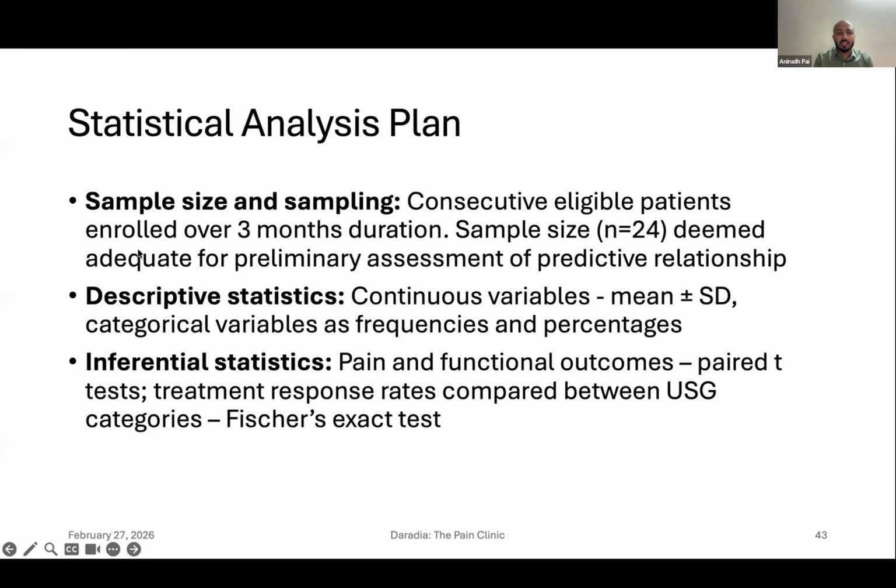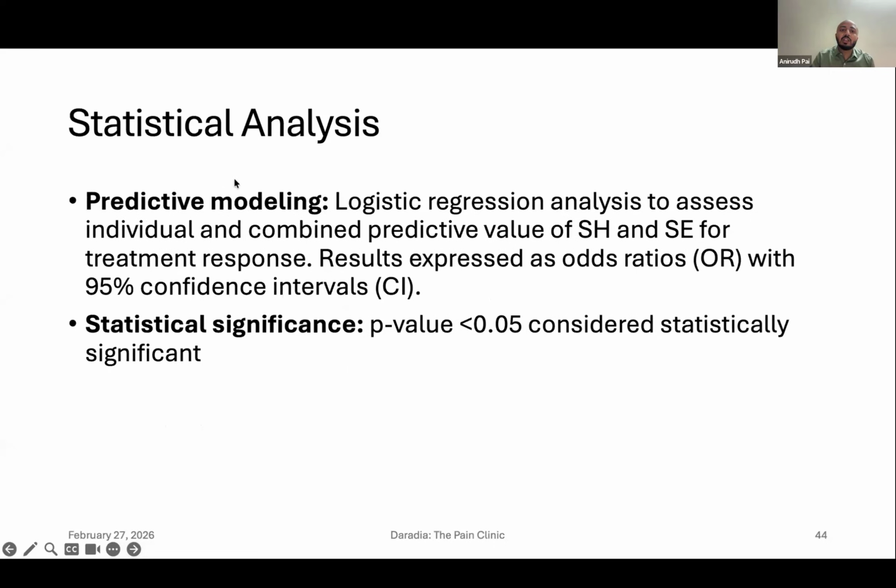Descriptive statistics was done with mean and standard deviation for continuous variables, and categorical variables as frequencies and percentages. For inferential statistics, pain and functional outcomes were evaluated with the paired t-test. Response rates were compared between ultrasound categories using Fisher's exact test. Predictive modeling was done using logistic regression analysis, and Firth's analysis was also done because the sample size was small. A p-value less than or equal to 0.05 was considered statistically significant.